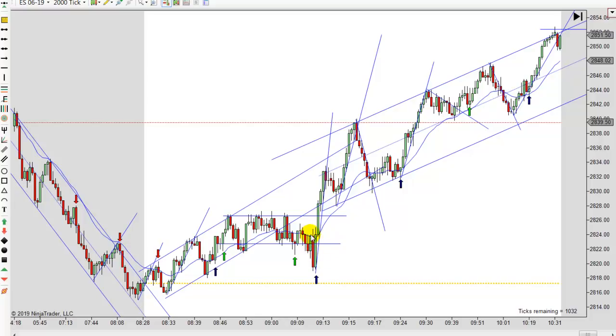If you did go long right there, because that does somewhat meet our criteria, and you got stopped out, when it turned back up, I'd jump back on and try to catch that, try to make that little loss back real quick.